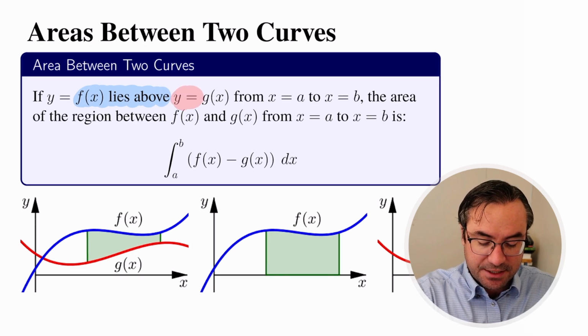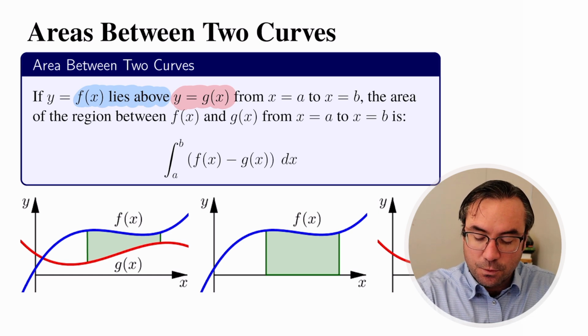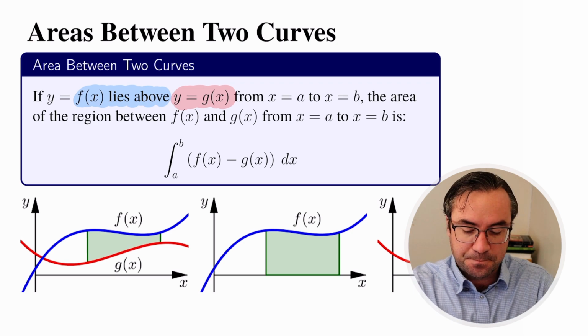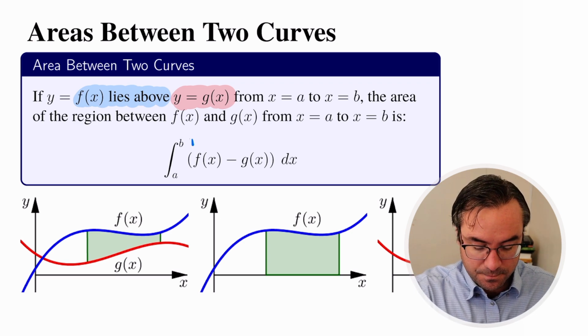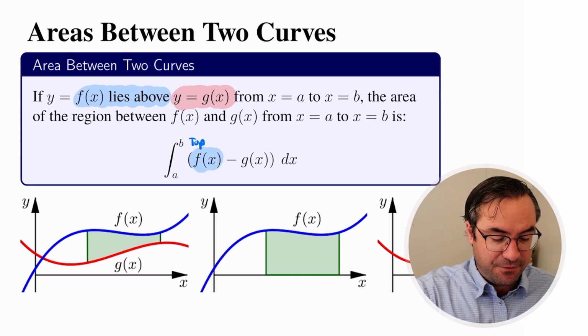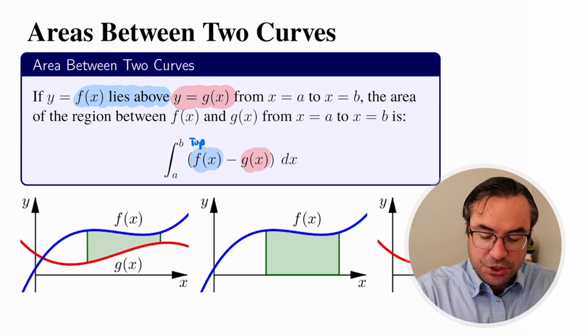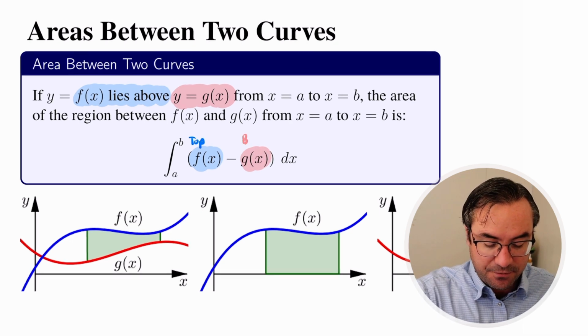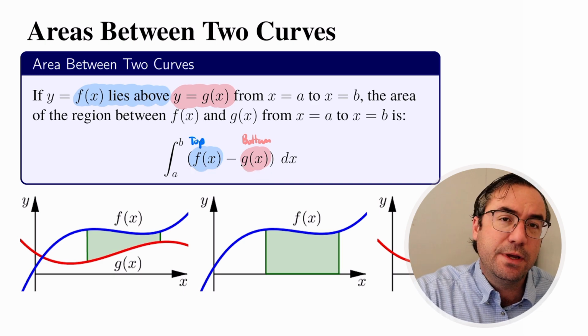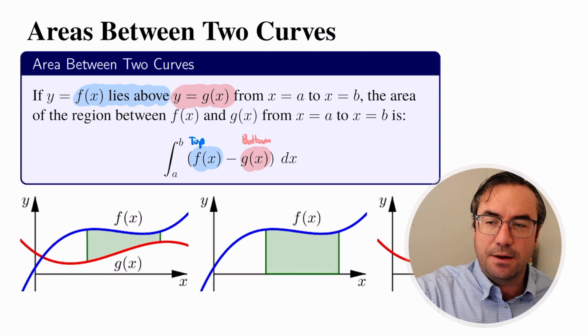And for this discussion, function f of x is going to be lying above function g of x. So y equals f of x is the top function, and y equals g of x, a lot of times we'll call this the bottom function. It's the lower function. All right, so where does this come from? How can we see this formula?